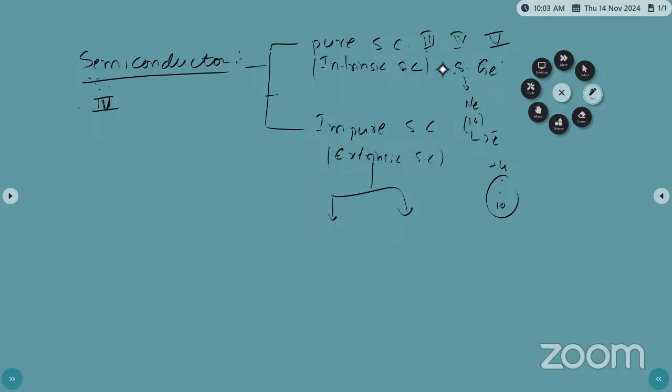And similarly here also, to make the impure semiconductors, we are adding the impurities. Those impurities are, for example, third group. Based on these elements, the extrinsic semiconductors are the P-type semiconductor and the N-type semiconductor. Extrinsic semiconductors are 2 types, P-type and N-type.